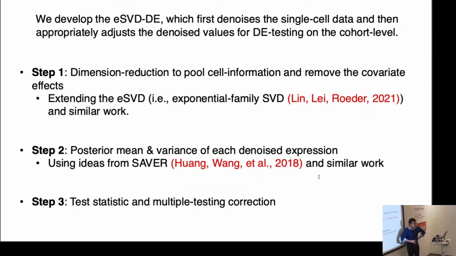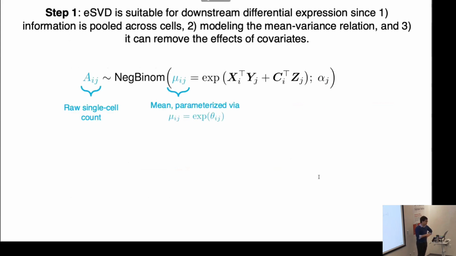In step 2, this is the real trick that I'm going to use to overcome this type 1 error inflation common to single cell analyses, where I'm going to look at the posterior mean and variance based on some model and adjust accordingly. And then step 3 is nothing too special. With this posterior mean and variance, I'm going to form a test statistic and do some multiple test corrections. So the real novelty here is just using step 2 after step 1, if you wanted to put it in simpler terms. Let me tell you a little bit about each of these steps.